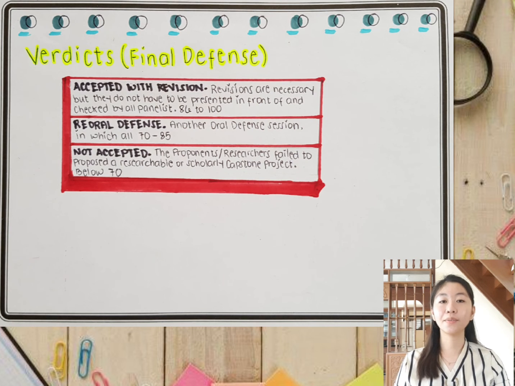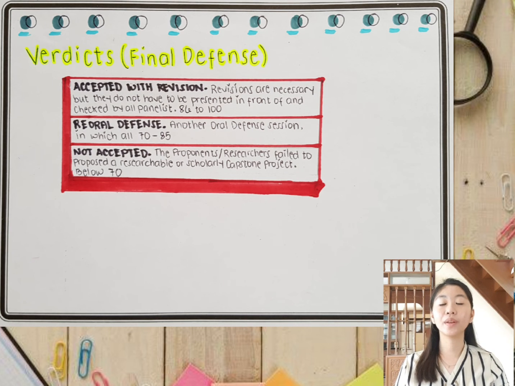Verdicts, final defense. Accepted with revision: revisions are necessary but they do not have to be presented in front of and checked by all panelists, 86 to 100. Re-oral defense: another oral defense session in which all, 70 to 85. And not accepted: the proponents or researchers failed to propose a researchable or scholarly capstone project, below 70.